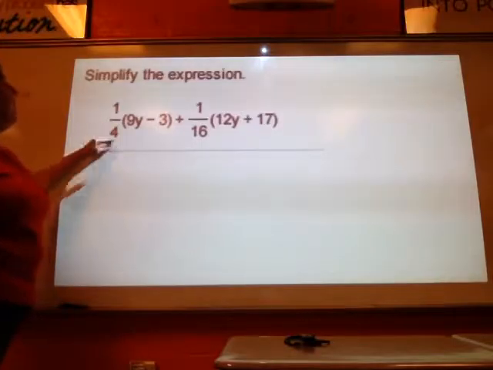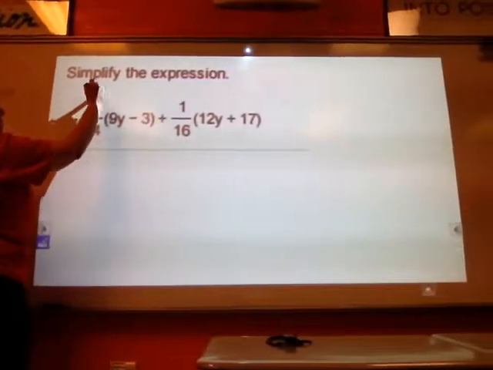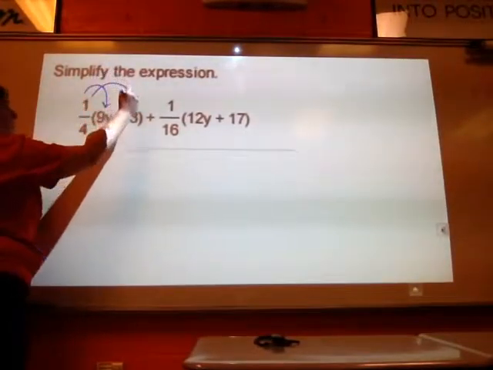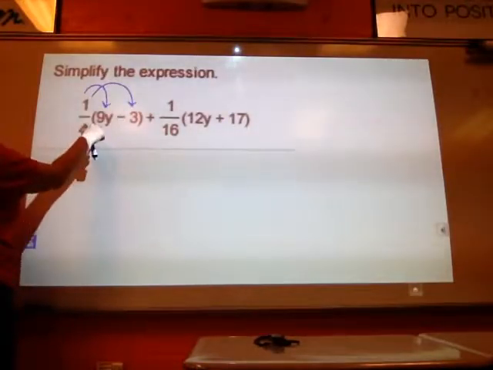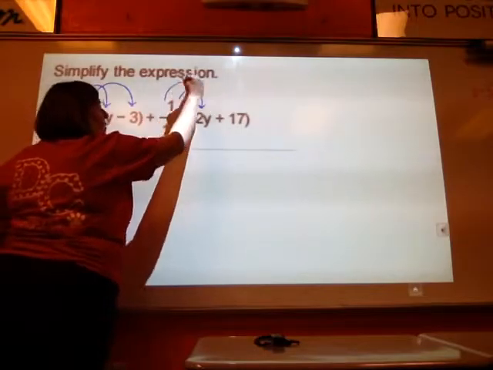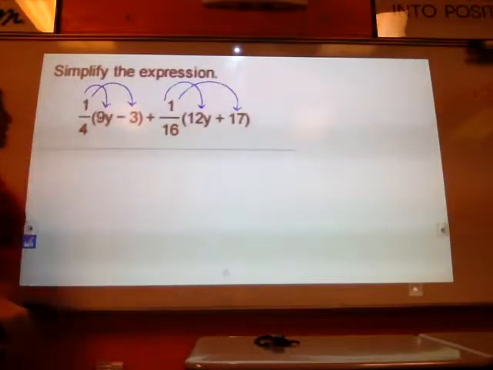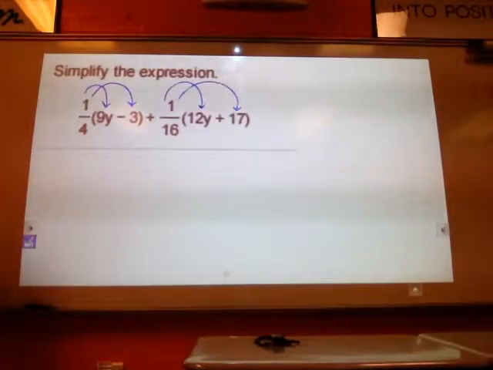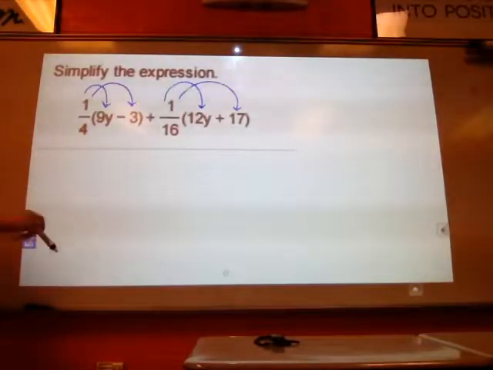So the first thing, if I'm looking at this expression, is to use my distributive property. So I'm going to do 1/4 times everything in this parenthesis, and then I'm going to do 1/16 times everything in this parenthesis. I know for my fractionophobics that this stresses you out a little bit, so here we go.